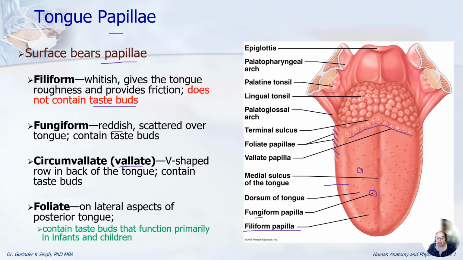There is a little sulcus present in the middle of the tongue, known as the medial sulcus of the tongue, and the posterior portion of the tongue contains lots and lots of lingual tonsils. Two paired palatine tonsils are present. We had seen that earlier between the palatopharyngeal and palatoglossal arch. One of them is here, the other one is right here. So those are the tongue papillae.